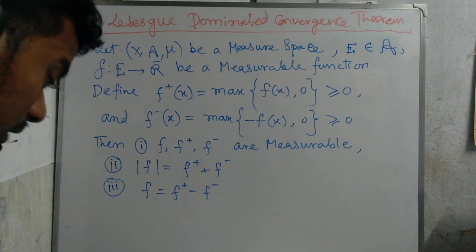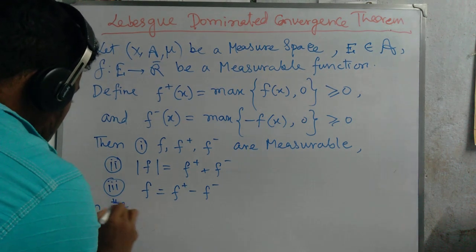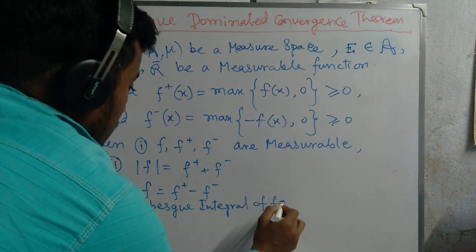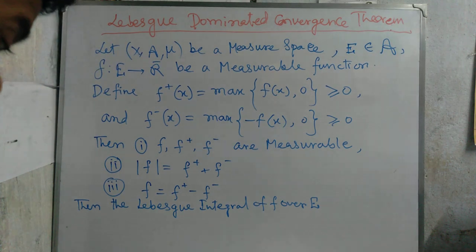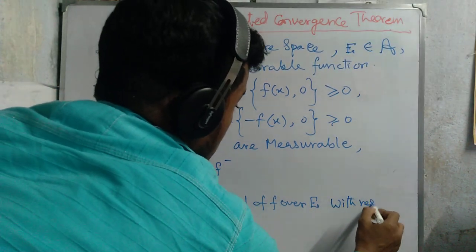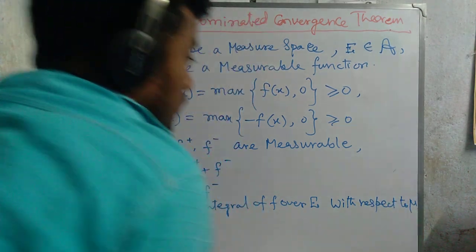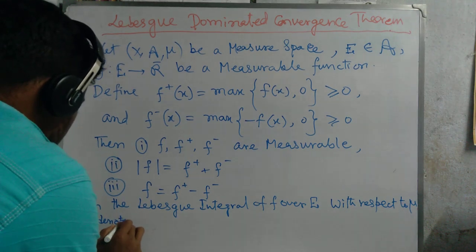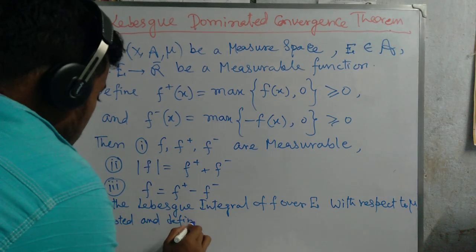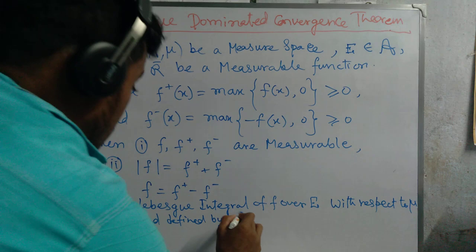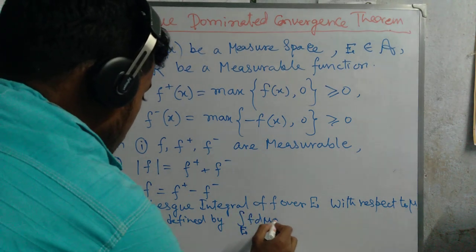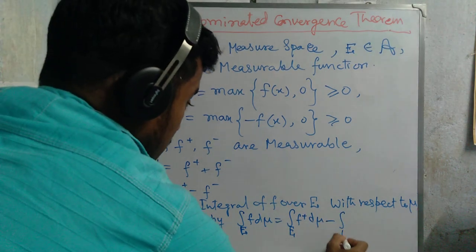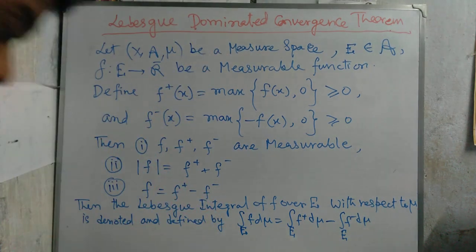Then the Lebesgue integral of f over E with respect to mu is denoted and defined by the integral over E of f d mu equal to the integral over E of f plus d mu minus the integral over E of f minus d mu.